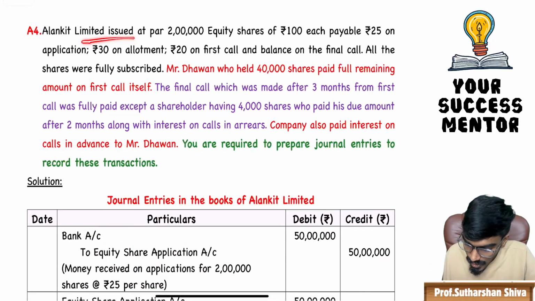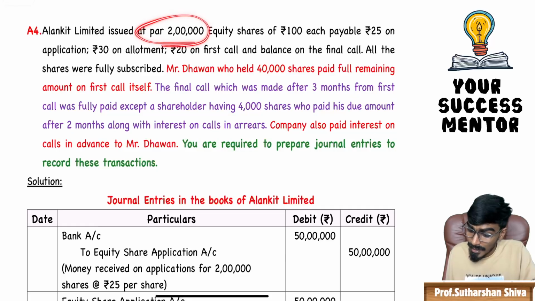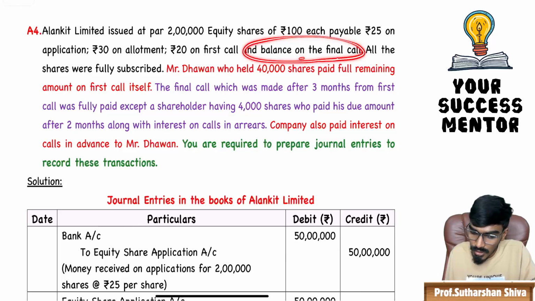Now come to this. Alankit Limited issued at par 2 lakh equity shares of rupees 100 each, 25 payable on application, 30 on allotment, 20 on first call, and balance on the final call.